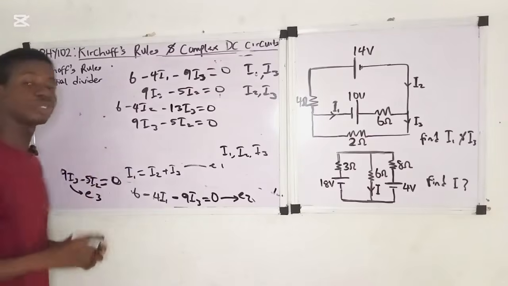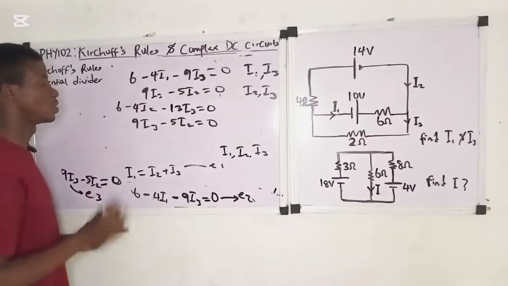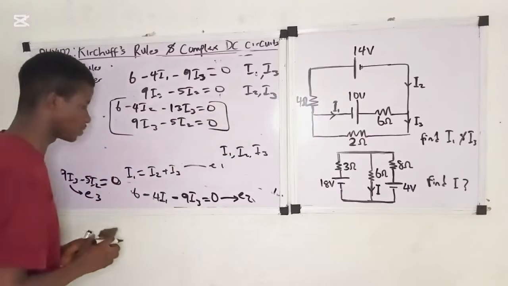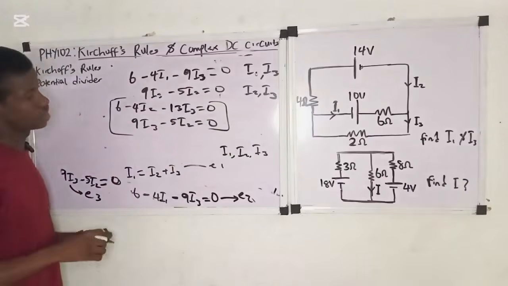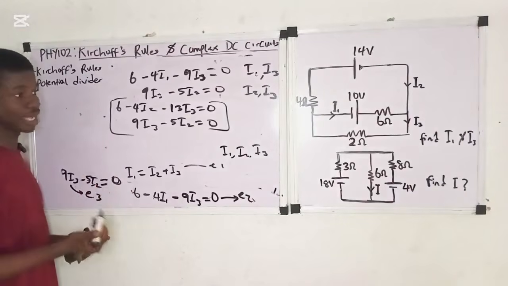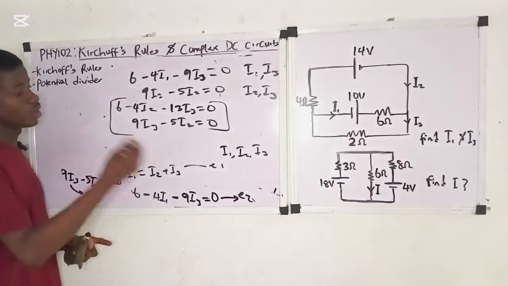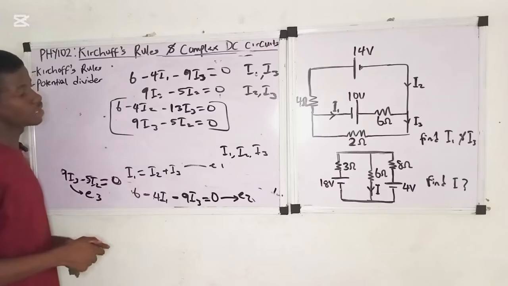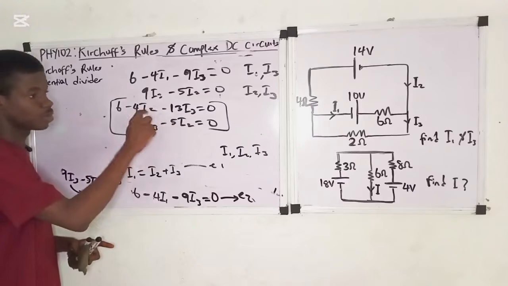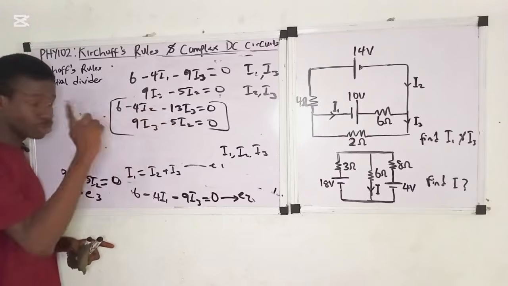Now we are going to use simultaneous equations to get the unknowns, right? So how are we going to do it? We use the elimination method. In the elimination method, you can go and watch the videos on that one. So to solve this question with the elimination method, let's say we want to eliminate I2, we want to remove it.